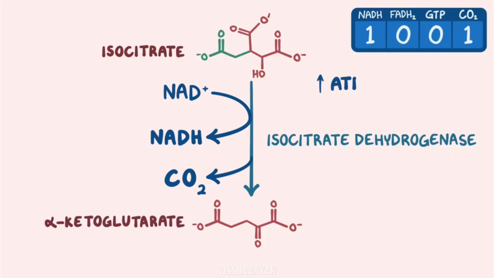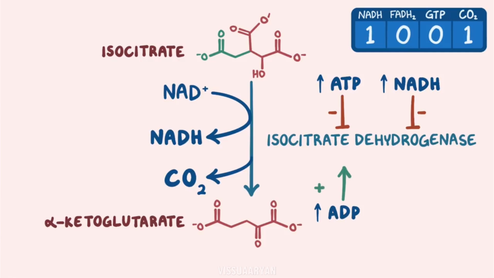High levels of ATP as well as high levels of NADH in the cell can inhibit isocitrate dehydrogenase, signaling the cycle to slow down since the cell has plenty of energy. On the other hand, high levels of ADP, which is an ATP precursor, stimulate this enzyme, signaling the cycle to speed up since the cell needs more energy. In fact, isocitrate dehydrogenase is considered the rate-limiting step of this whole cycle.